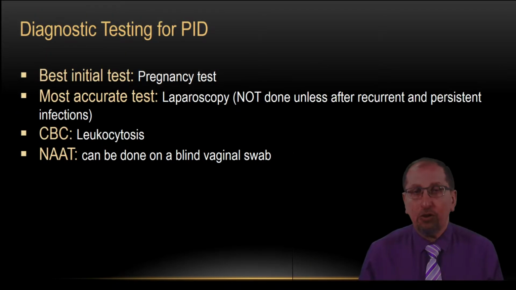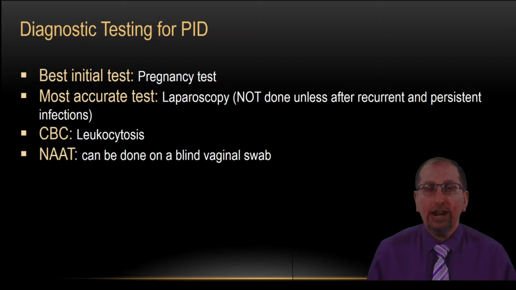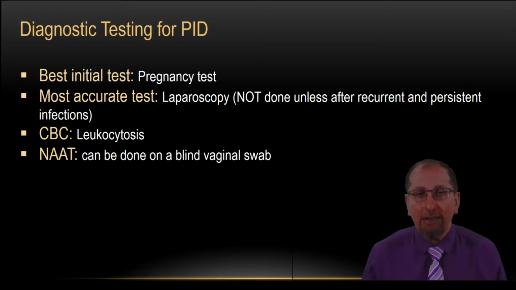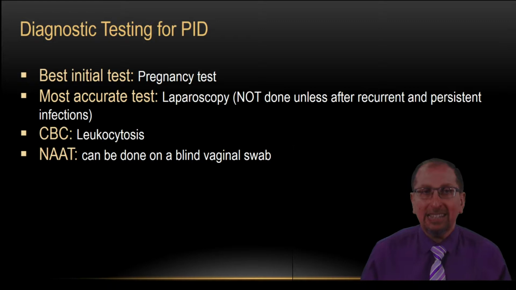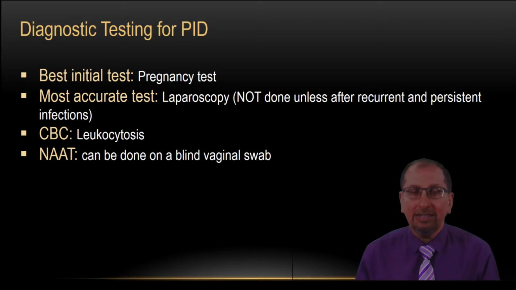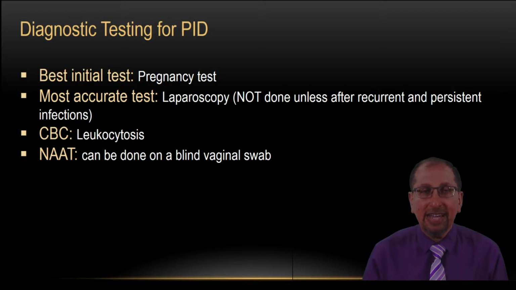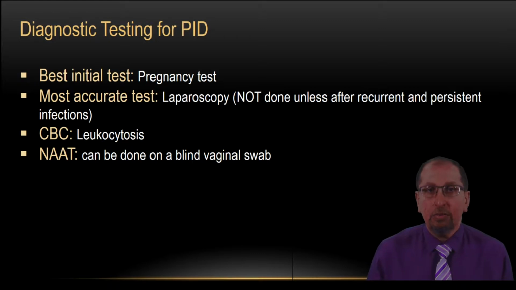The best testing for pelvic inflammatory disease, what's the best initial test? You have a female patient with lower abdominal pain, please do a pregnancy test first, because this could be tubal pregnancy and this results in lower abdominal pain and tenderness. So the best initial test for a suspected case of pelvic inflammatory disease is pregnancy test. The most accurate test is laparoscopy.